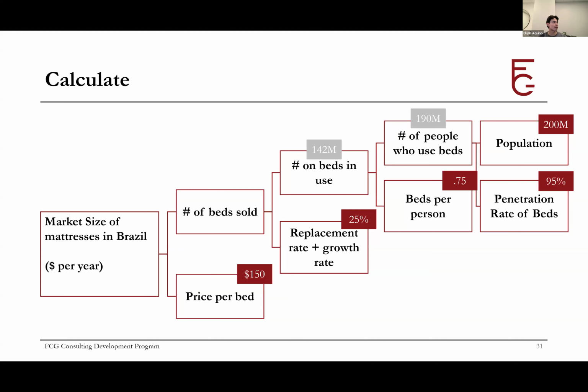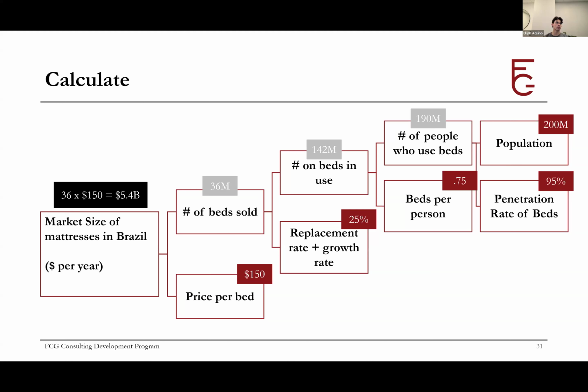Okay. Then I times that by some type of replacement rate, so 25%. But the idea here is you could use easier numbers. I'm looking at 142 million. I know that 140 million is pretty close, so maybe I would ask my interviewer if I could just use 140 million for simplicity. I did that during my case interview and they allowed it. Some of them might be hard asses, so be aware and be prepared for that. That gives you 36 million. 36 times 150 gives you a total market size of 5.4 billion dollars in Brazil.